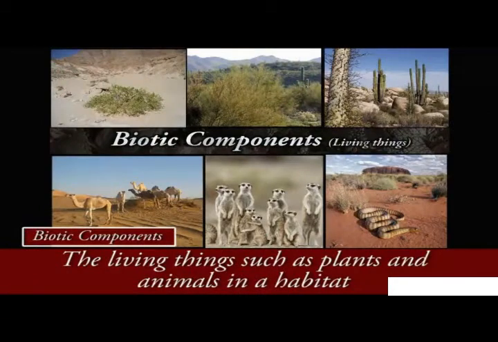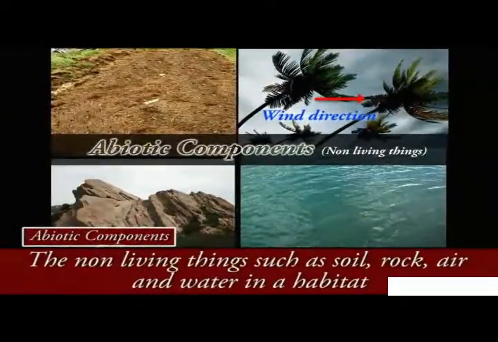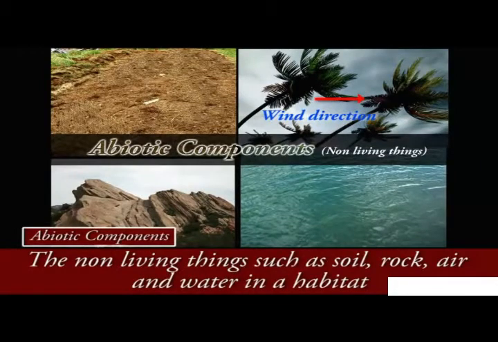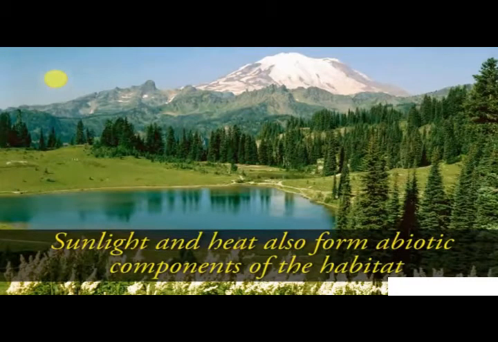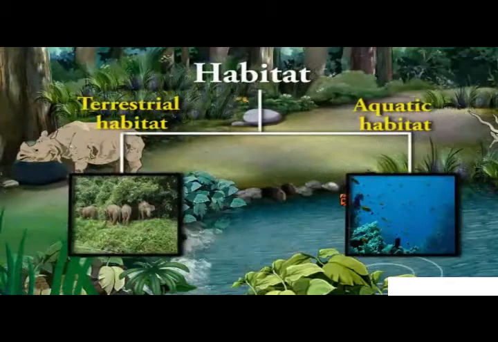The living things such as plants and animals in a habitat are called its biotic components. The non-living things such as soil, rock, air, and water in a habitat are called abiotic components. Sunlight and heat also form abiotic components of the habitat. Habitat can be terrestrial or aquatic.